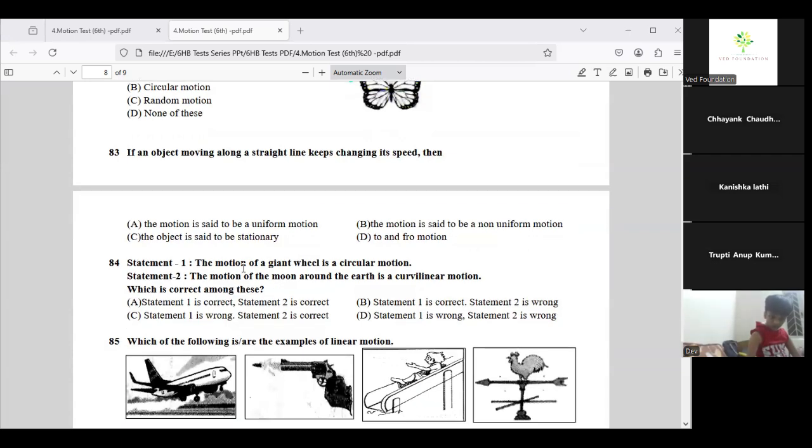84. Statement 1. The motion of a giant wheel is circular motion. Correct. Statement 2. The motion of the moon around the earth is curvilinear motion. Which is the correct statement among the given statements? And the correct answer of 84 is option B. Statement 1 is correct and statement 2 is wrong. Motion of the moon around the earth is revolutionary motion. So statement 1 is correct and statement 2 is wrong.